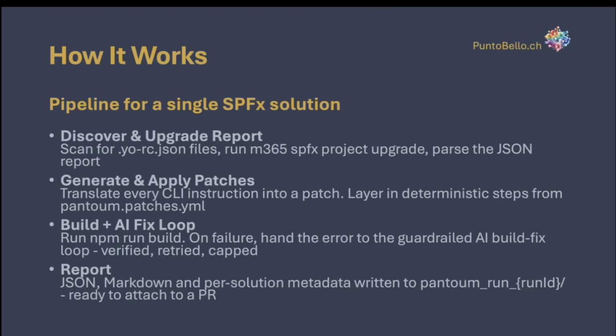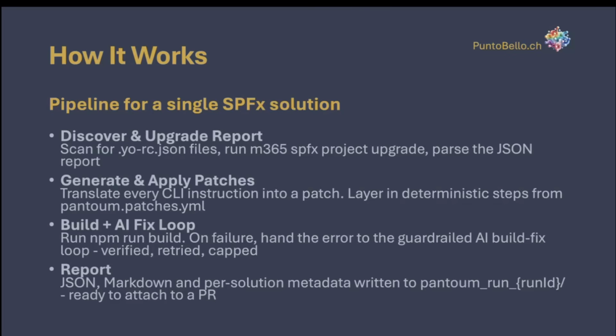So this is the pipeline for a single solution. First, it scans for the .yo-rc.json files and looks at what is the version of the SPFx solution. And then it runs the M365 CLI upgrade. When it fails to generate the report, it also fixes that, because sometimes we have a JSON problem in the SPFx solution which is not compatible with the M365 CLI.